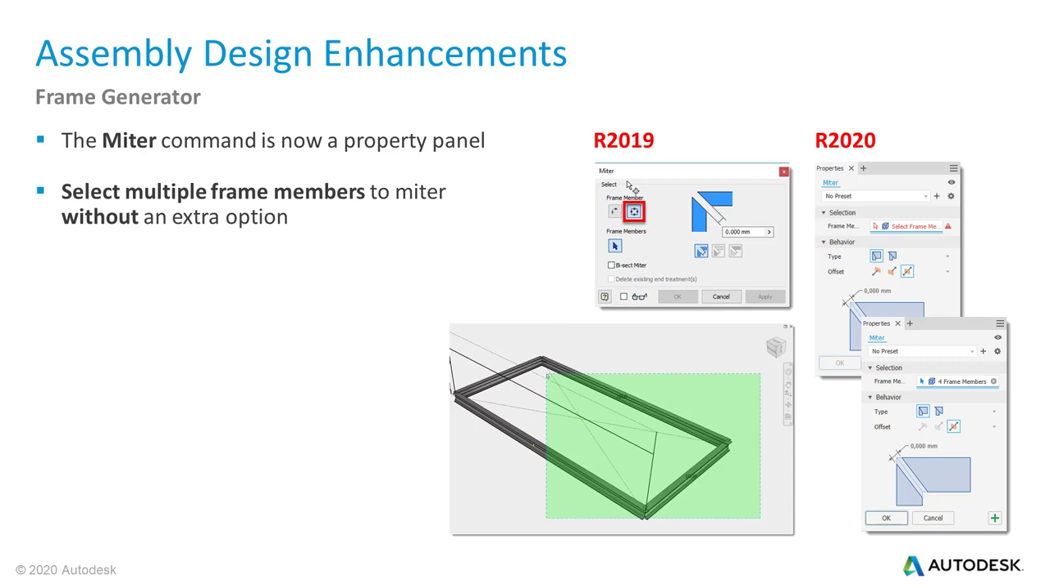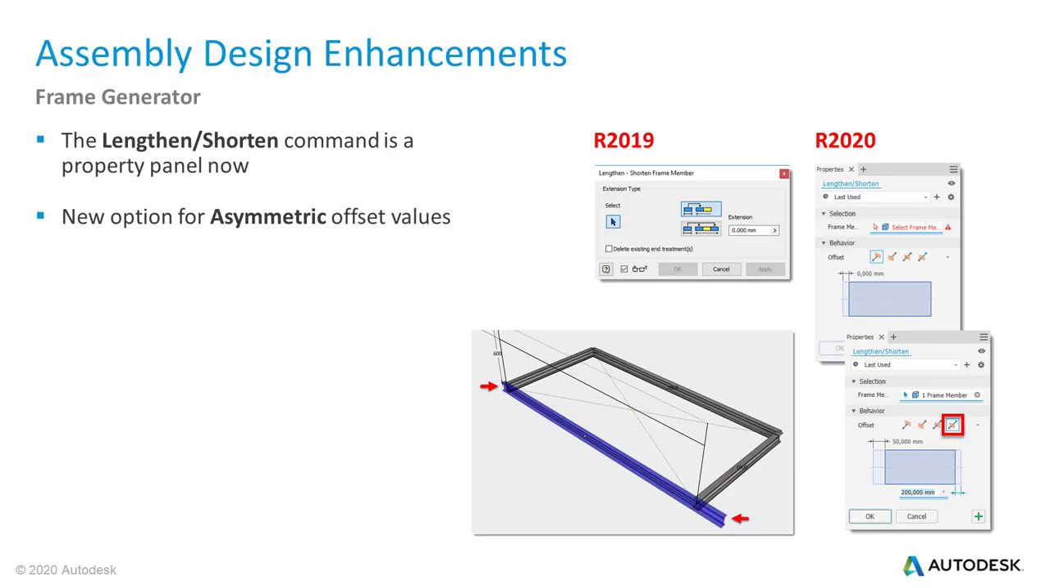Getting down to the miter command, which provides a property panel as well. As for the new notch property panel, there is no separate option to select multiple members at the same time anymore. Just use the window selection to select multiple members at once. Even the Lengthen/Shorten command gets the new property panel. In addition, you get the asymmetric offset option, which allows you to specify asymmetric offset values.